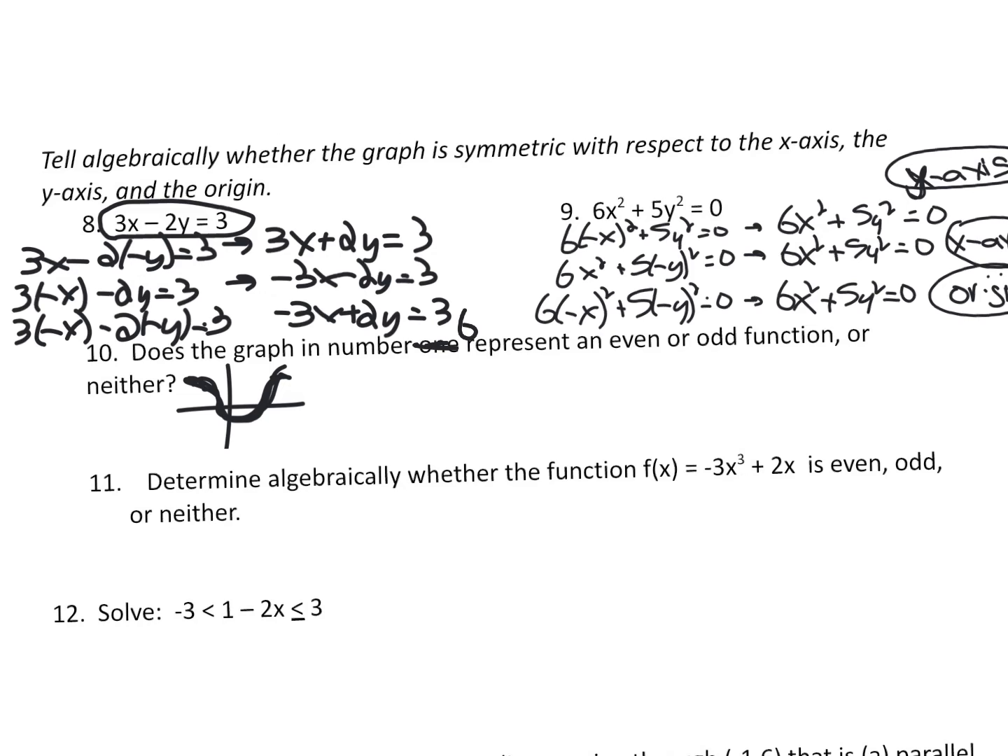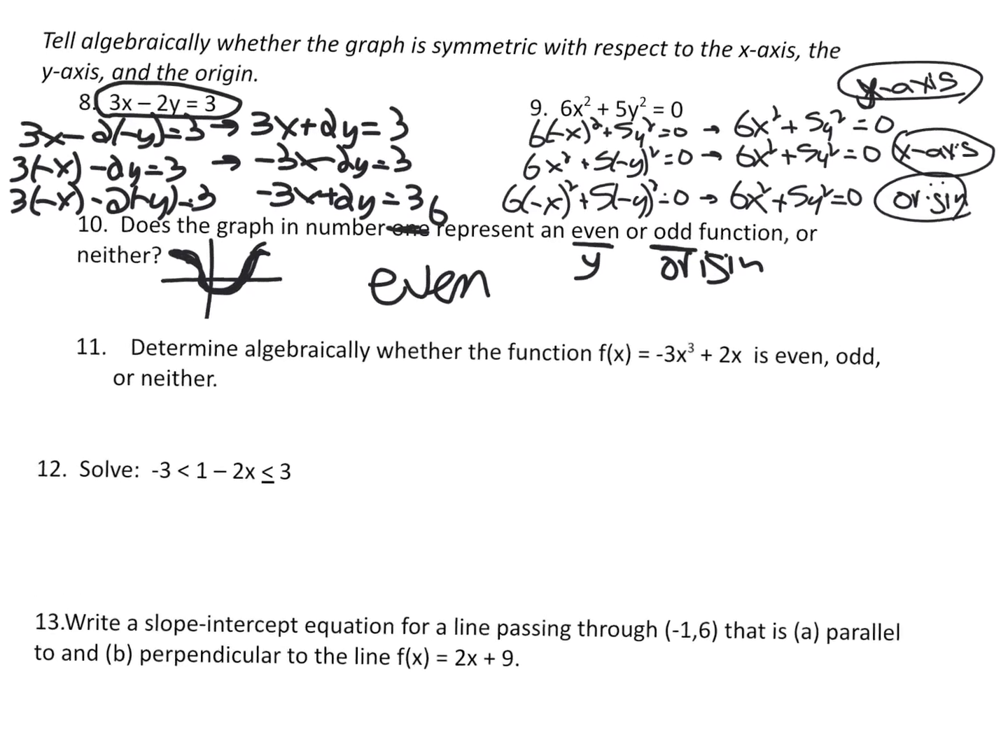Remember, if it's symmetric to the y-axis, that means it's even. If it's symmetric to the origin, it's odd. Okay, even is y, or odd is origin. I kind of remember like the O's go together. Odd function, origin symmetry, even y. All right, number 11, determine algebraically.